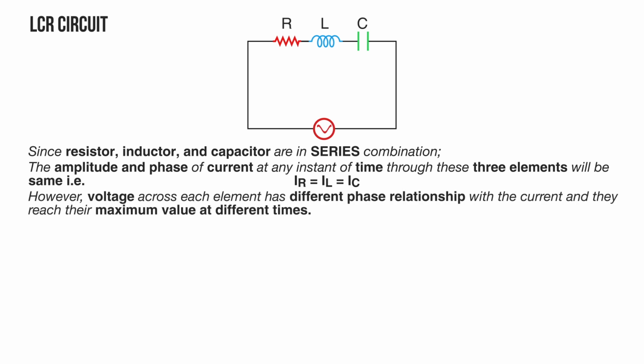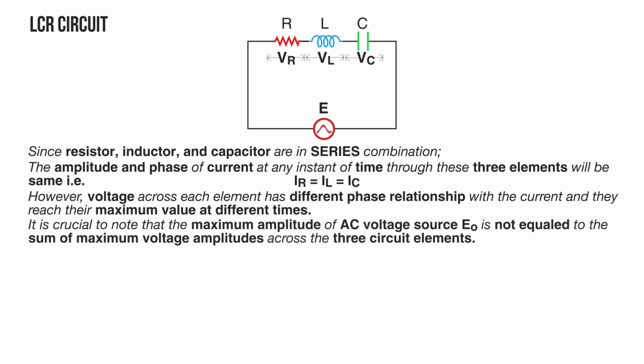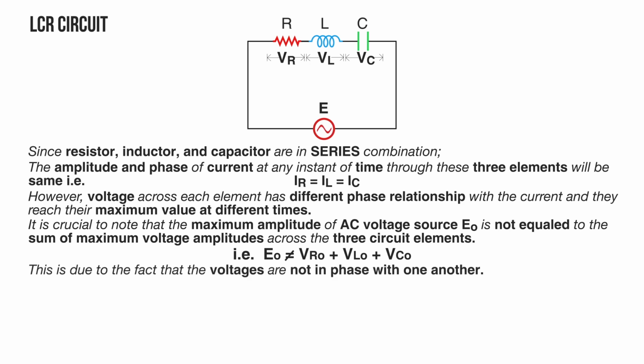However, voltage across each element has different phase relationship with the current and they reach their maximum value at different times. If E be the value of applied alternating EMF to LCR circuit, VR be the potential difference across resistor, VL be the potential difference across inductor, and VC be the potential difference across capacitor at any instant of time t, then it is crucial to note that the maximum amplitude of AC voltage source E0 is not equal to the sum of maximum voltage amplitudes across the three circuit elements. That is, E0 is not equal to VR0 plus VL0 plus VC0. This is due to the fact that the voltages are not in phase with one another.